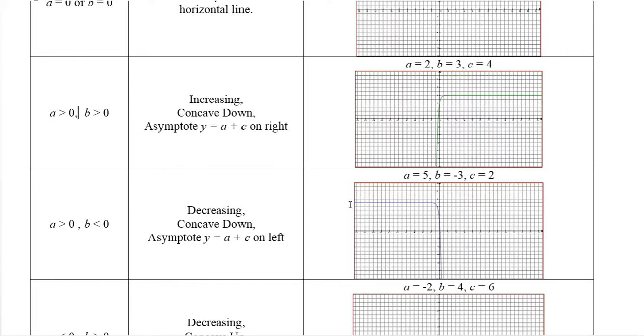Okay, what else? What other cases do we have? Well, we have a is positive, b is negative. So in this case, the original function is decreasing, concave down, and has an asymptote of y equals a plus c, this time on the left. An example I used here was a is 5, b is negative 3, c is 2, and you get the graph here. There's your asymptote on the left. This one's decreasing, concave down.